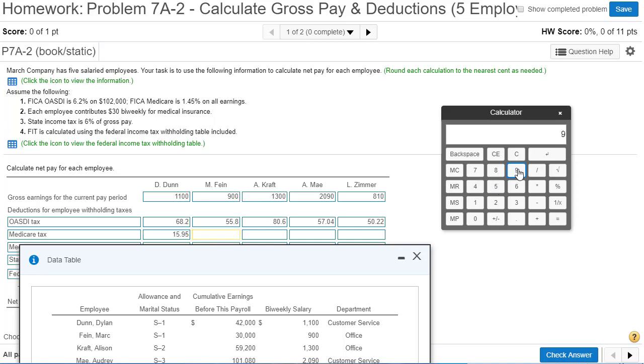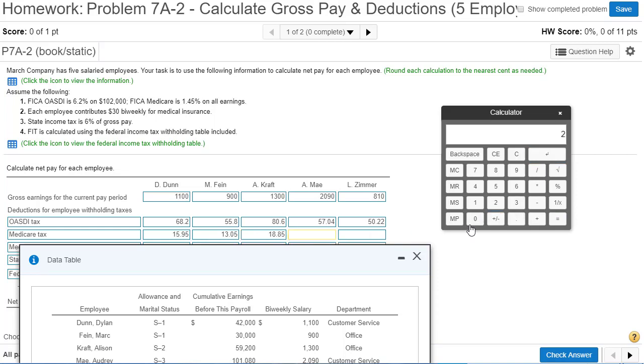Fine, we've got 900 times 1.45 equals, divided by 100, 13.05. Then we've got 1,300 for Craft times 1.45 equals, divided by 100, gives us $18.85.